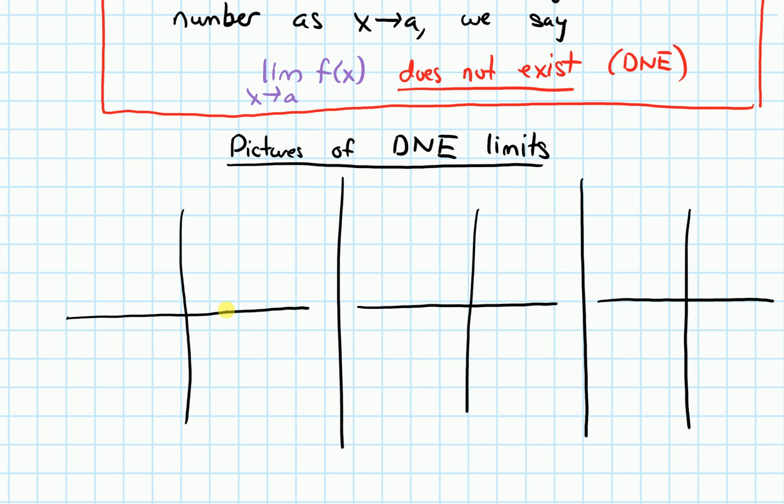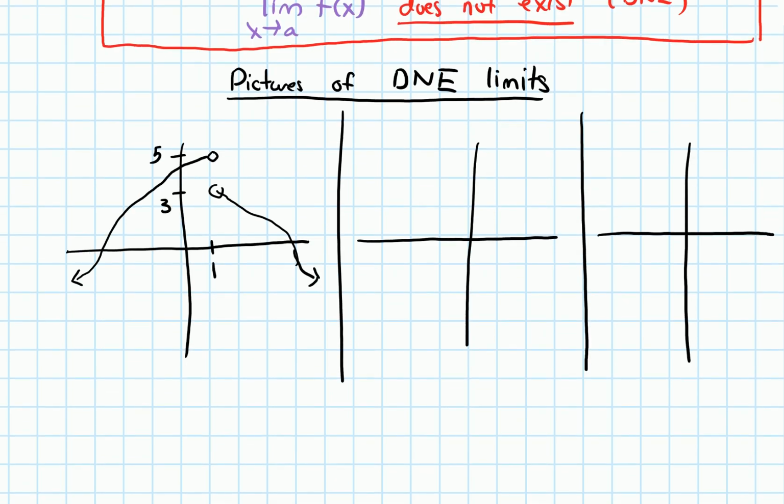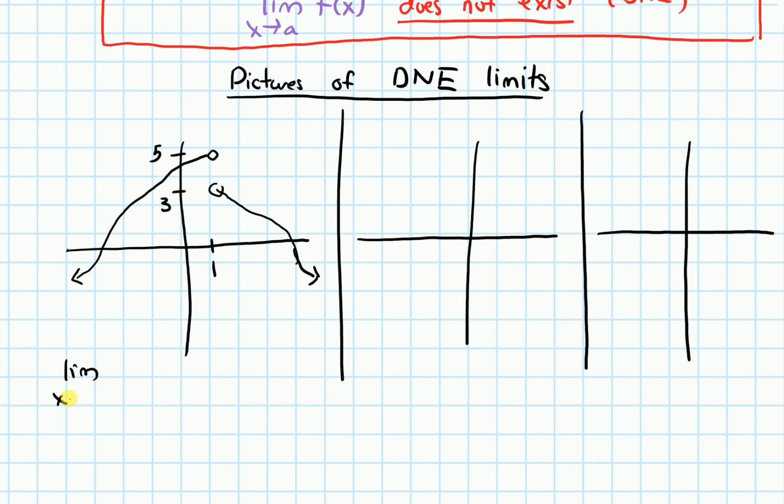Okay, so in this first graph, let's say that this is 1, and as we get close to 1 from maybe this side, maybe the y values are getting super, super close to 5. And as you get close to 1 from the other side, maybe the y values are getting close to 3. Okay, so in this picture right here, the limit as x approaches 1 of f of x does not exist. So I'll write DNE, it does not exist. Well, let's talk about why.